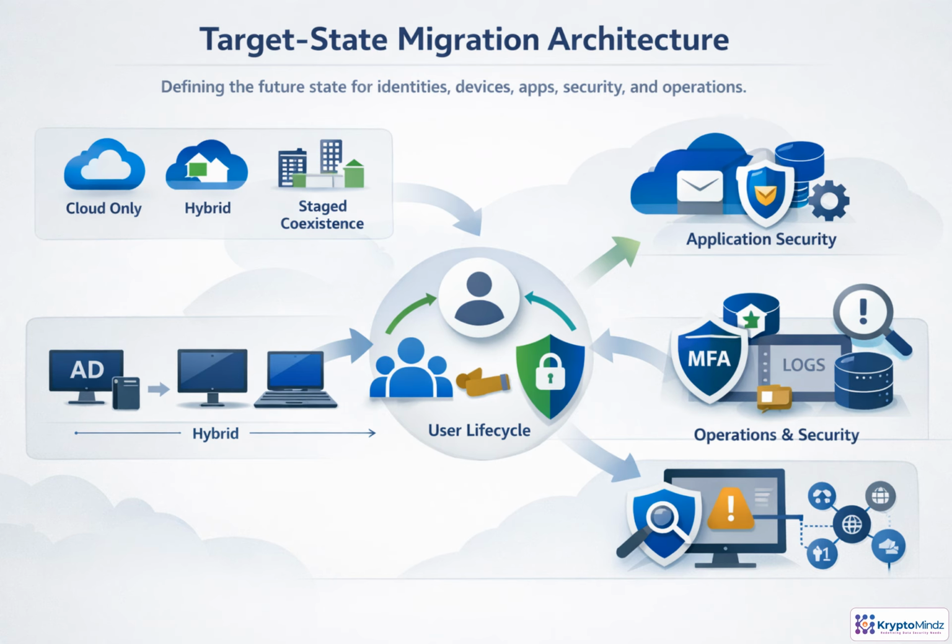The target architecture is where assessment findings become operating decisions. Choose the identity model that fits the business: cloud-only, hybrid, staged coexistence, or long-term hybrid. Define what synchronizes, which system is authoritative, how users are created, changed, and removed, how groups are governed, and how privileged access is controlled. Device strategy follows from there, moving domain-joined or hybrid devices toward Entra-join and modern management, where it makes sense. Security and operations should be built in early, including conditional access, MFA, logging, monitoring, and incident response.